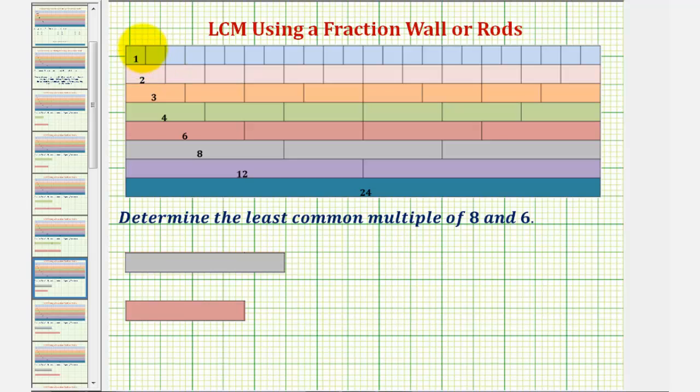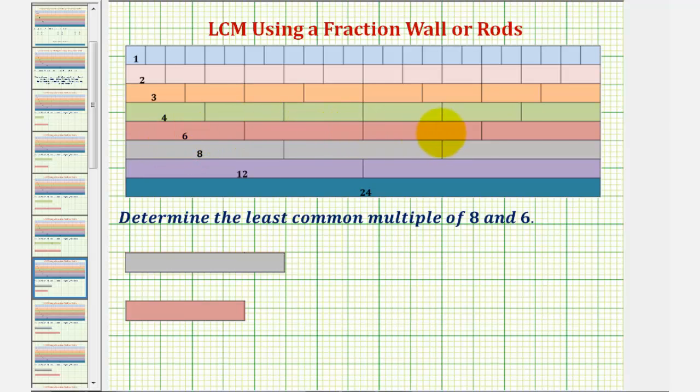Let's first use the fraction wall. So we'll define the smallest rod here as being equal to 1 whole, and therefore we also have a 2 rod, a 3 rod, a 4 rod, a 6 rod, an 8 rod, a 12 rod, and a 24 rod. To find the least common multiple of 8 and 6, we want to find the shortest train using 8 rods and 6 rods, where the two trains would be exactly the same length.